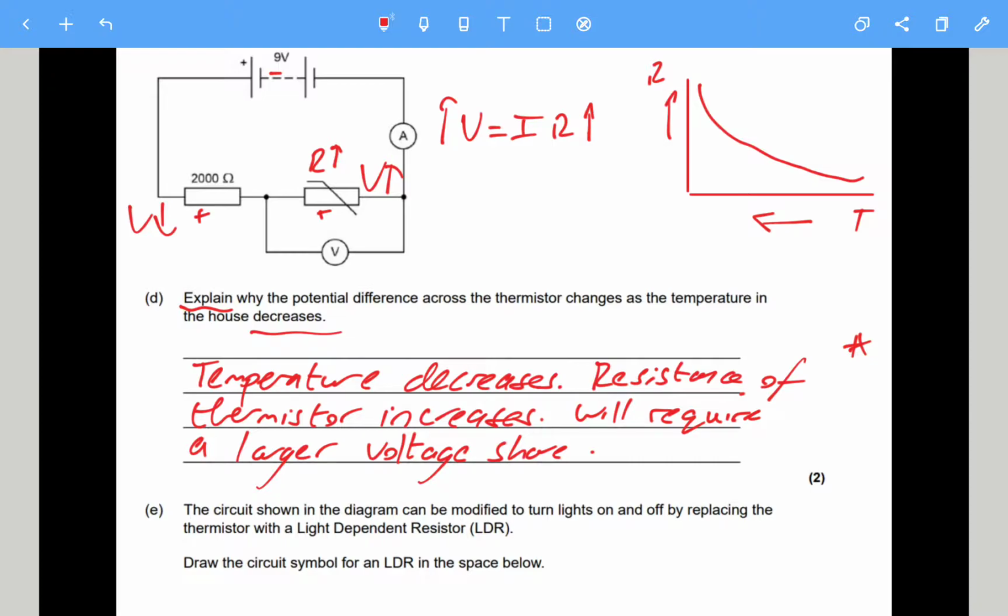So next one. The circuit shown in the diagram can be modified to turn lights on and off by replacing the thermistor with an LDR. Draw the circuit symbol for an LDR. Well, that was given to us earlier. And it's basically a resistor with a circle around it and then a couple of arrows. So that one should be okay.